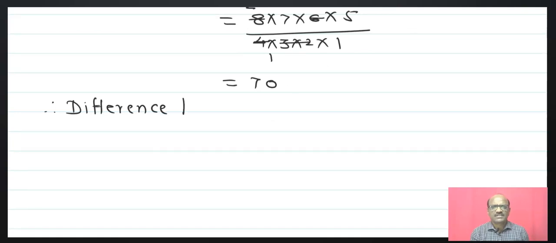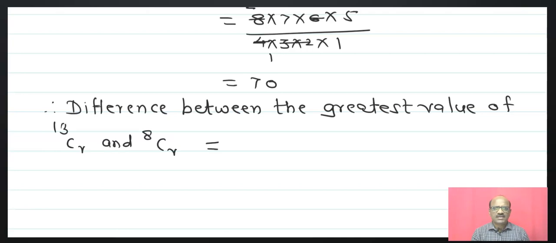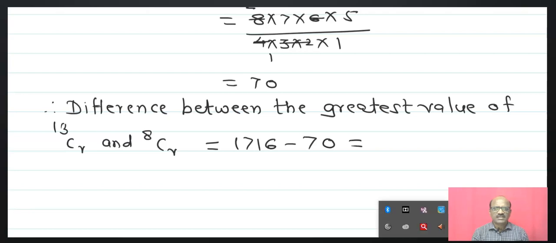Therefore, the difference between the greatest values of 13CR and 8CR is equals to 1716 minus 70, that is equals to 1646.